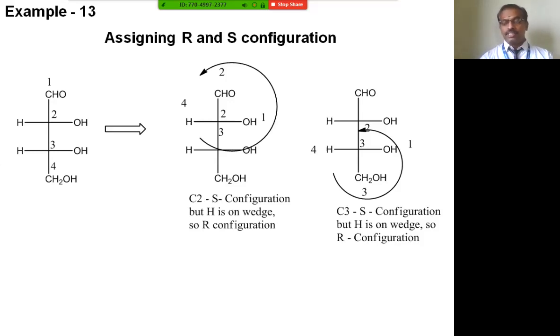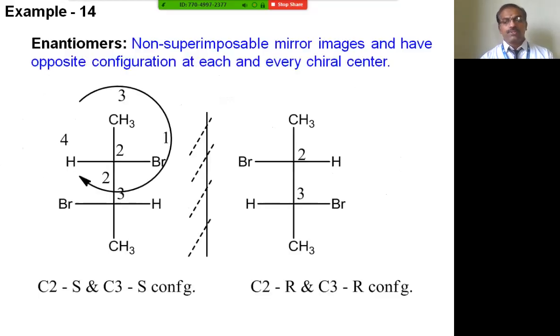Similarly, the right hand side is represented with similar examples. Example number 14: enantiomers. Most of the time they will ask you about enantiomers. They will give 2 or 3 molecules and ask you to identify which molecules are enantiomers. Enantiomers are non-superimposable mirror images and have opposite configuration at each and every chiral center.